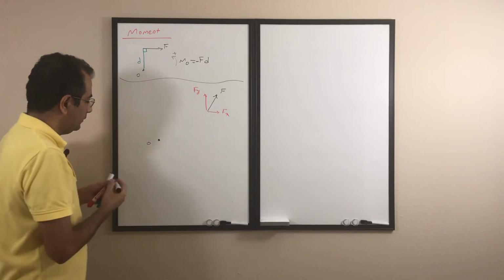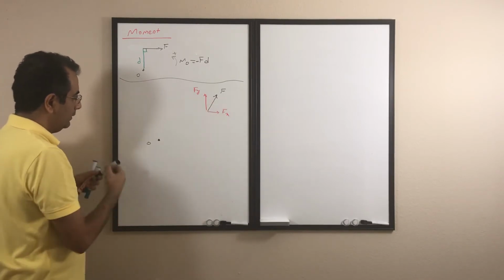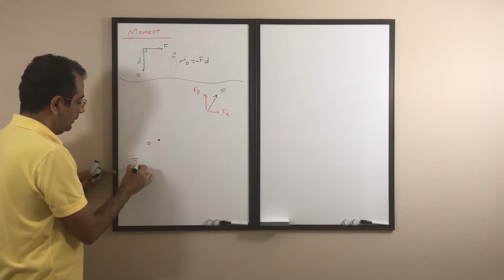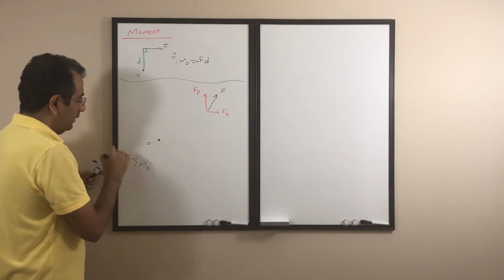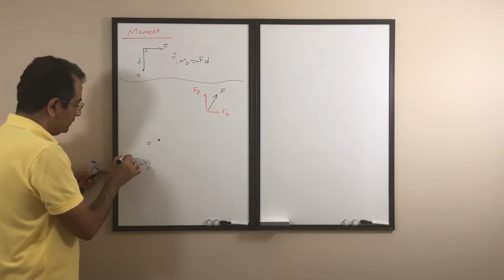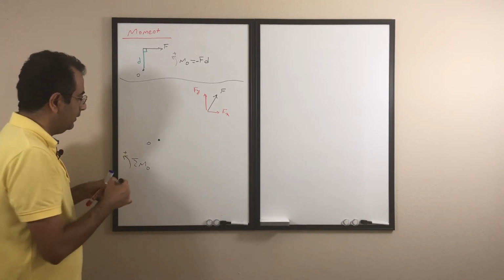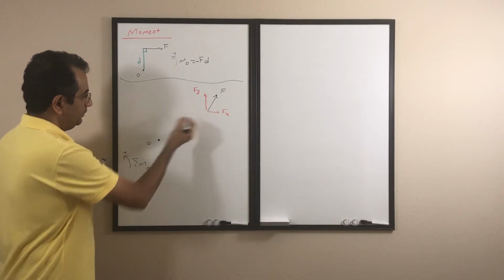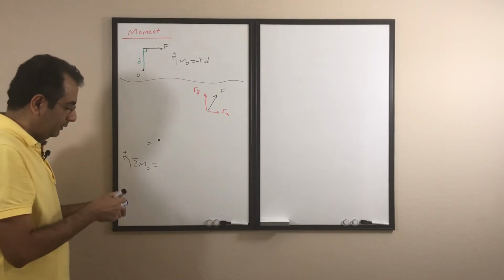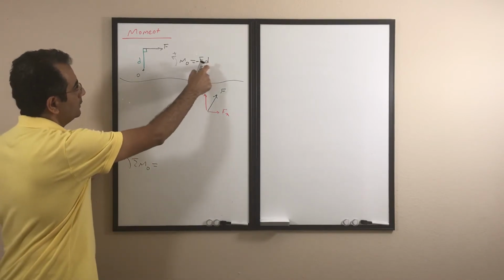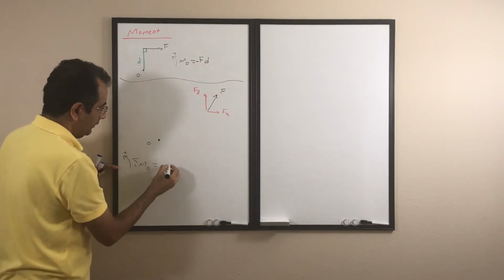Now I want to find the moment about O. So I'm going to write the sum of moments about point O, and then I have to decide which direction I want to be positive. I consider counterclockwise to be positive. I start with Fx. To find the moment of Fx, I know it's the force times distance. So the force is Fx, I know that.